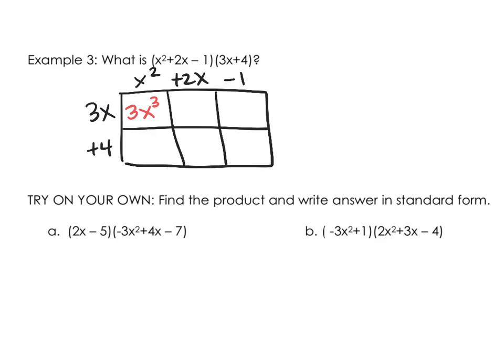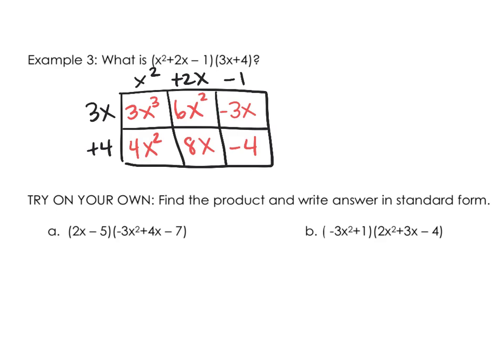2x times a 3x is going to give me 6x squared. Negative 1 times 3x is going to give me negative 3x. Down to the bottom is x squared times a 4, so 4x squared. 2x times 4 is going to be 8x. And last one, negative 1 times 4 is negative 4.